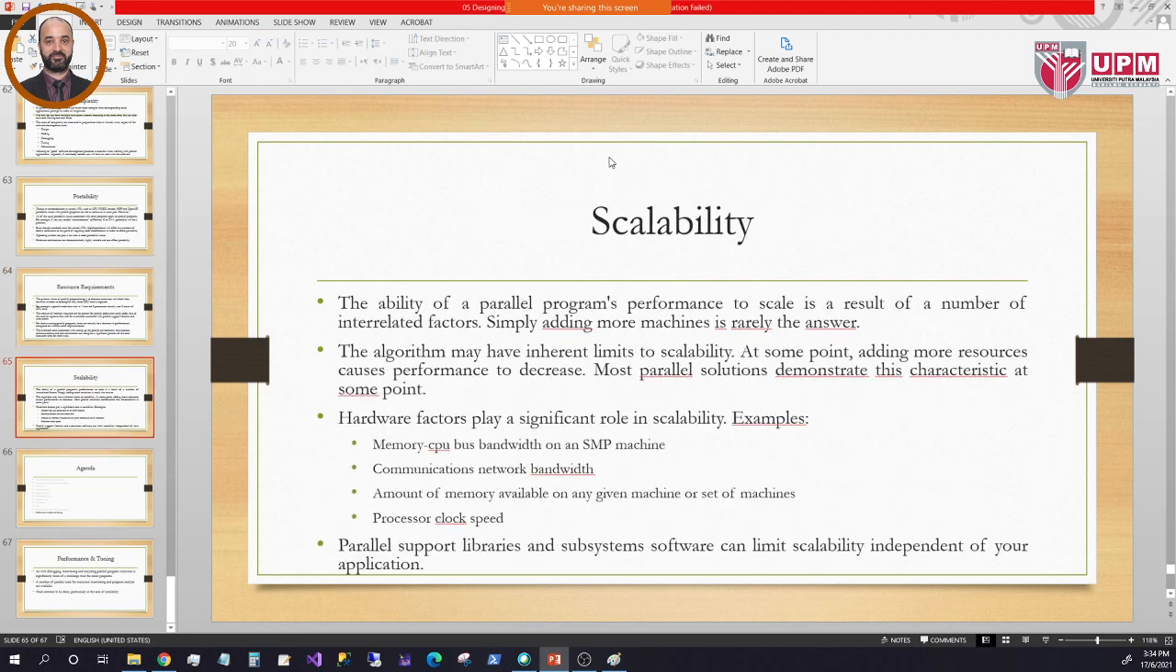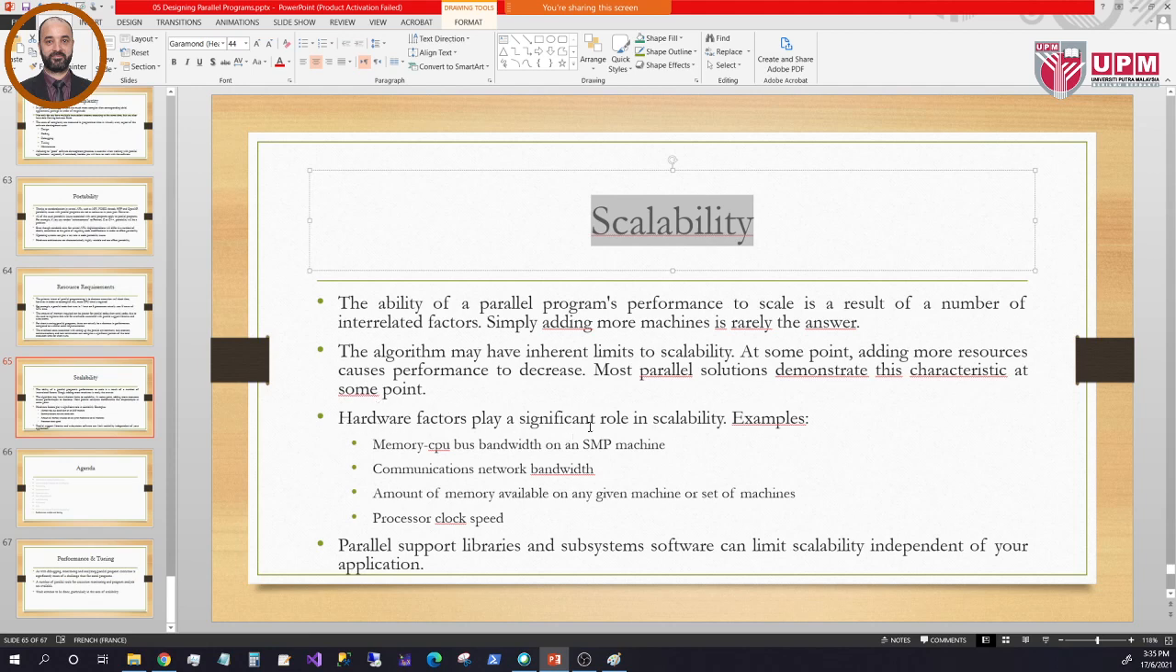Now we talk about scalability, the ability of a parallel program's performance to scale as a result of a number of interrelated factors. Simply adding more machines is rarely the answer. The algorithm may have inherent limits to scalability at some point. Adding more resources causes performance to decrease. Most parallel solutions demonstrate this characteristic at some point.